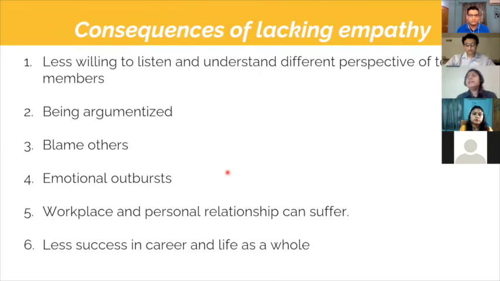Okay. And then the consequences of lacking empathy. As usual, you are less willing to listen to others and understand others, then you can be argumentative, then blame others, and ultimately you will just have an emotional outburst.